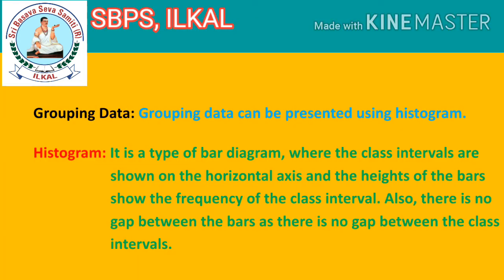The next word is grouping data. Grouped data can be presented using a histogram. Then what is a histogram? It is a type of bar graph where the class intervals are shown on the horizontal axis and the heights of the bars show the frequency of the class interval. Also, there is no gap between the bars as there is no gap between the class intervals.